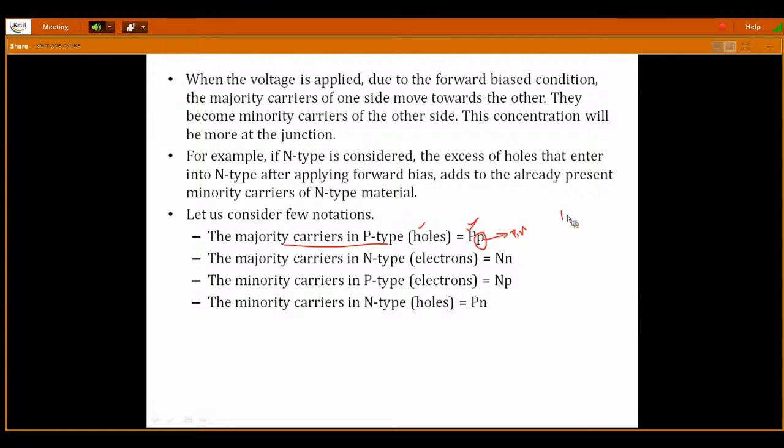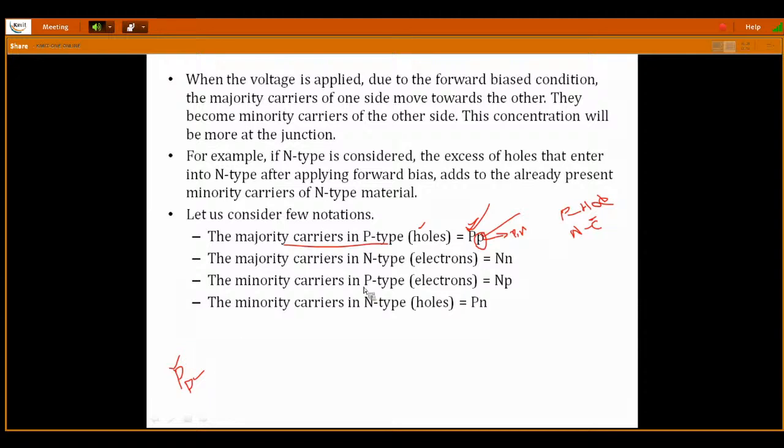P is nothing but hole, and N is nothing but your electron. The suffix will represent the type of your material, whether p-type material or n-type material. Now in the p-type material, the subscript is p. What is the majority charge carrier? Holes. That's why pp. Wherever you find the suffix p, that indicates it is in the p-type material, representing the holes. Holes are the majority charge carrier.